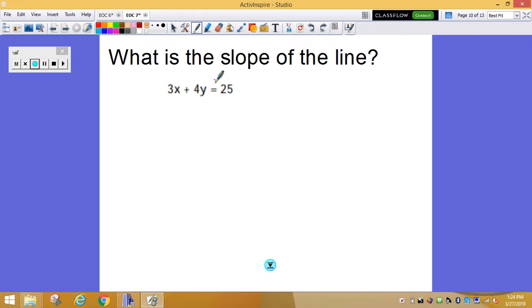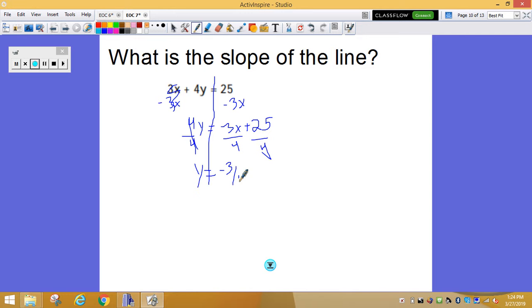And last, you have a question like this. What's the slope? Well, we don't know. We got to get y by itself. Do you see how much we have to get y by itself for everything? That's why we've been practicing it so much. So my first step was to move that 3x over. So I did minus 3x. Then I want to divide everything by 4. So y equals negative 3/4 x plus 25/4. So what's the slope? Remember, slope is with x. What's with the x? The negative 3/4. That's your slope.